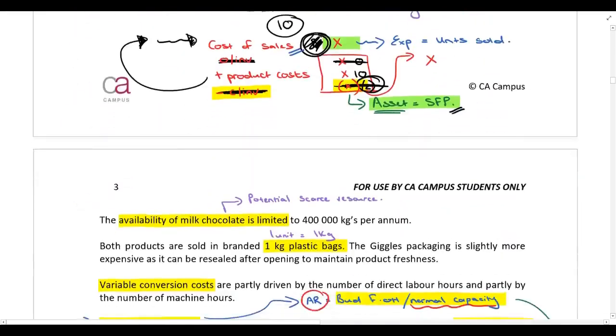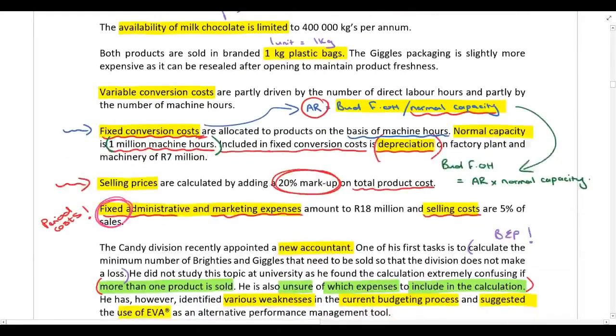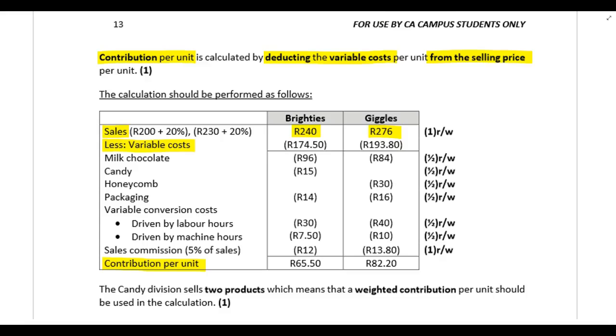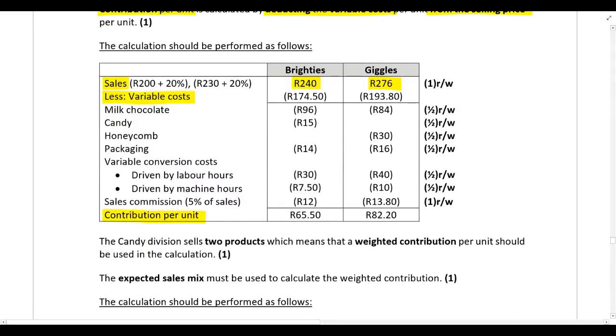Then just be careful, there is one other variable cost that you need to include in the calculation, and that is the selling costs, so the sales commission, and that's just 5% of sales. So you just take the selling price per unit and you multiply by 5%. All right, so guys, you shouldn't have struggled with any of these calculations over here. All of these amounts come directly from the information provided in the scenario, and sales commission is just 5% of sales.